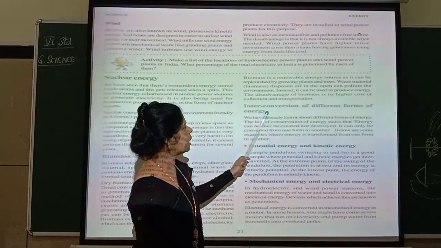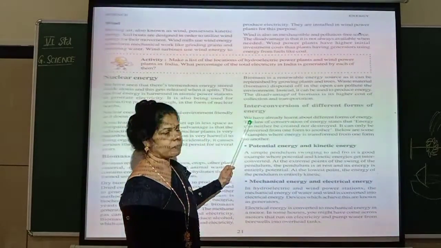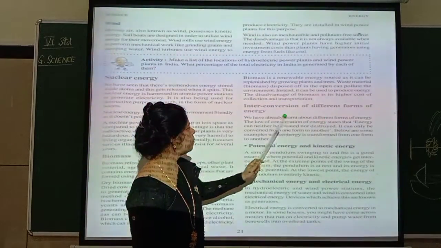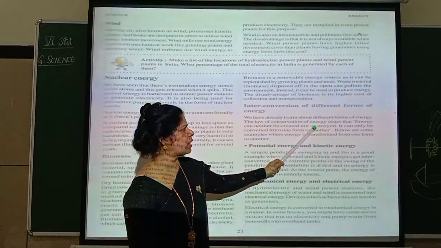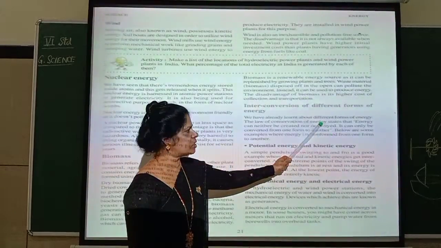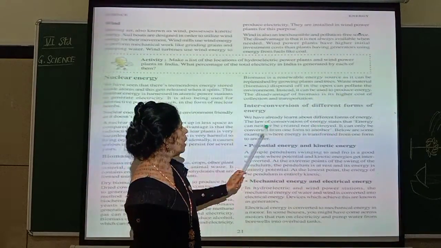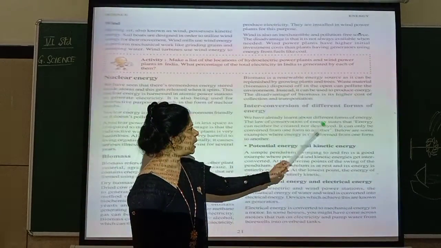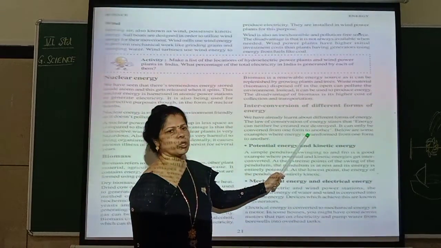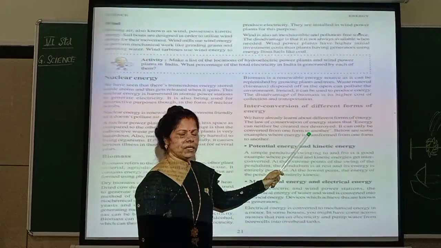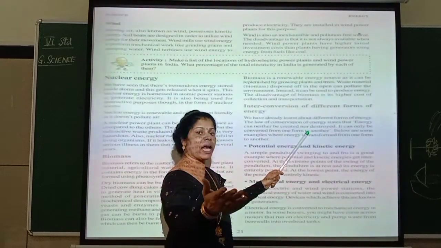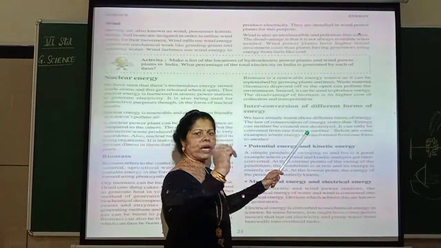Now let us see interconversion of different forms of energy. We have already learnt about different forms of energy. The law of conservation of energy states, and this is very important, you should know, that energy can neither be created nor destroyed. It can only be converted from one form to another. It can only be transformed from one form to another.